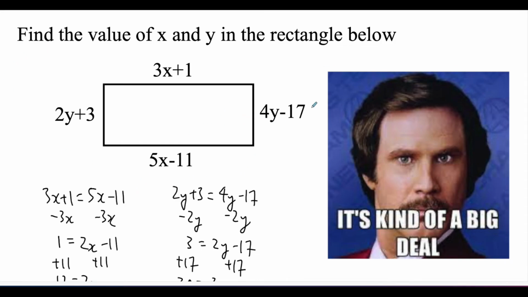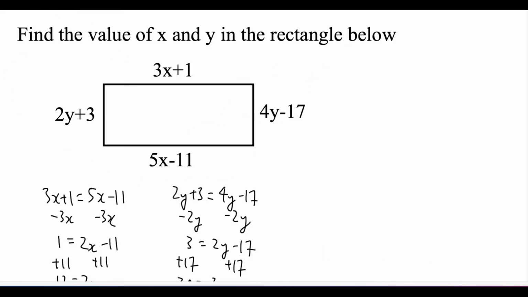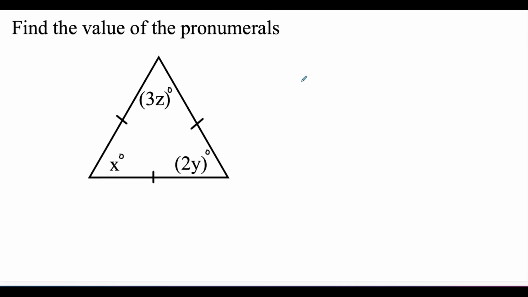like these. Alright, so now I'm just going to go through one final example, and hopefully after this you will have understood everything about solving equations with variables on both sides. At least, I hope so. Now this question says find the value of the pronumerals. So as you can see, there's 3 pronumerals here. There's the x, there's the y, and there's the z.